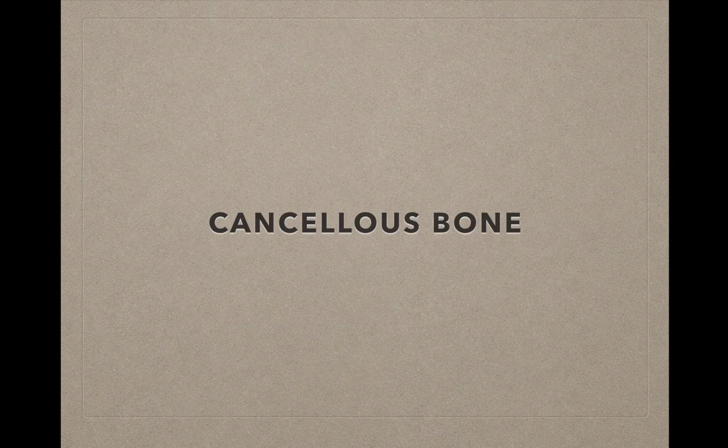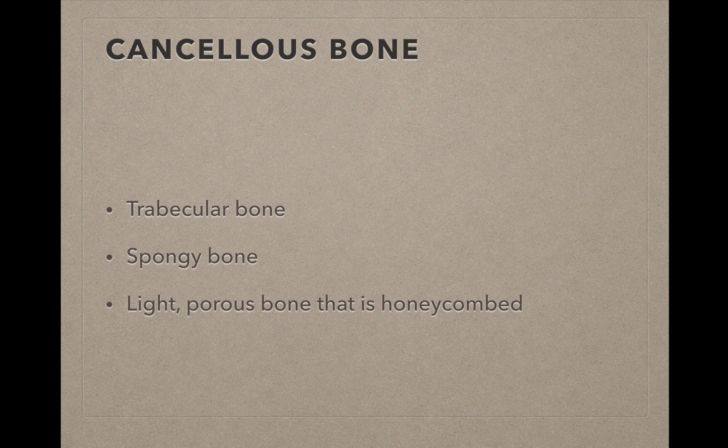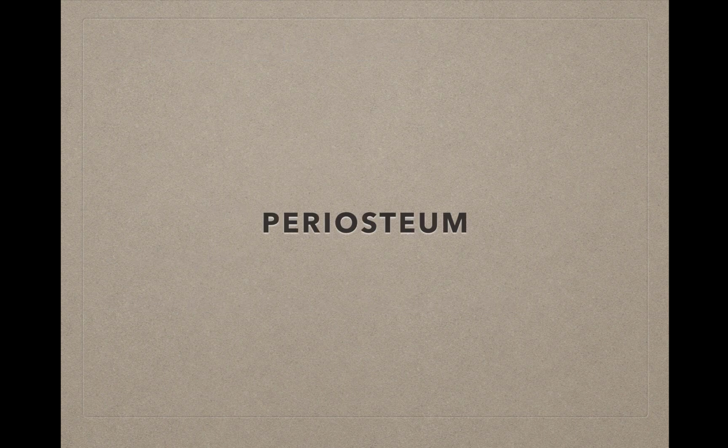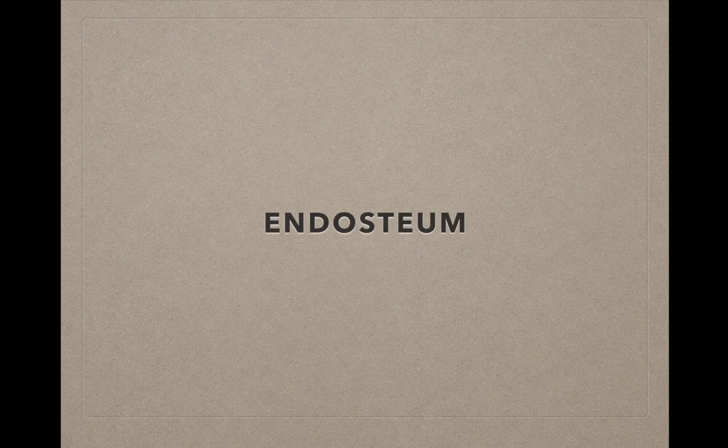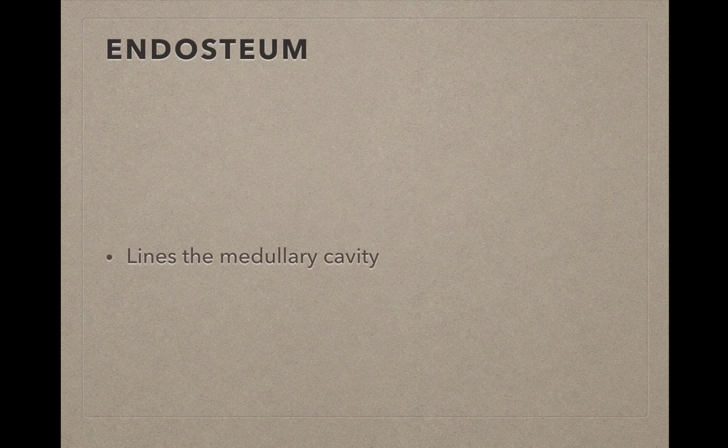Cancellous bone. Trabecular bone, or spongy bone. Light, porous bone that resembles a honeycombed shape. Periosteum. Membrane that covers the surface of all bones. Endosteum. Lines the medullary cavity.